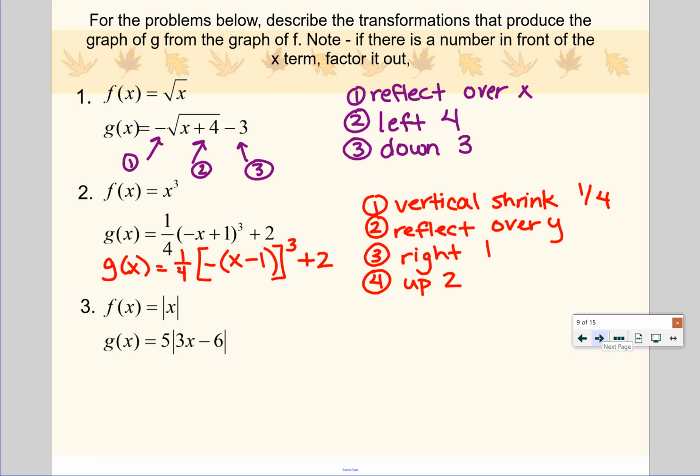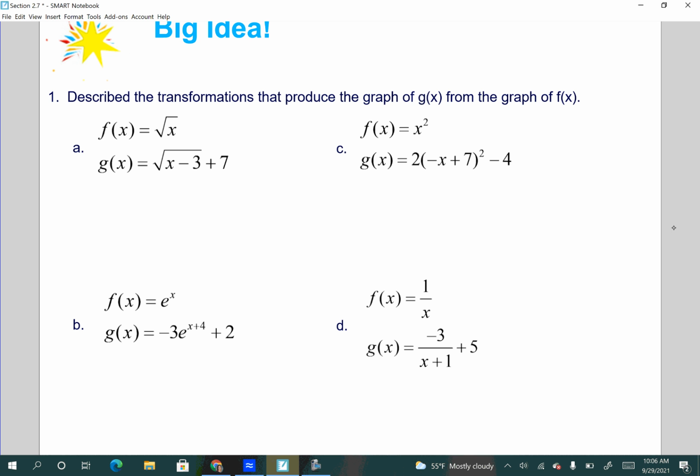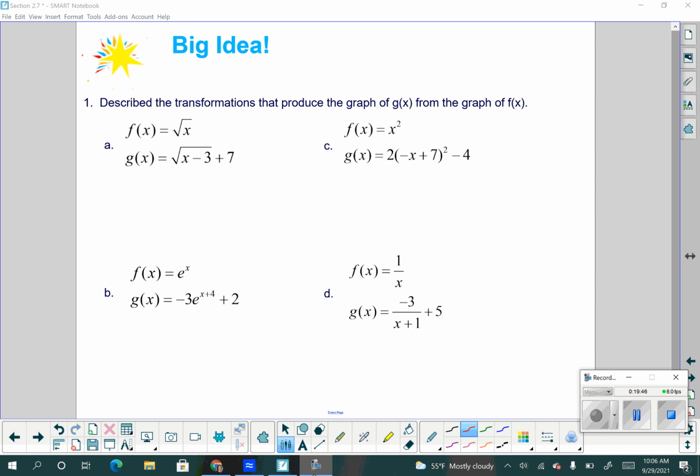Take a look at your big idea worksheet now. There are 4 of them for you to practice. See what you can do. Need to factor something away from the x, do that. I need to read another way, go ahead and do that. Name the transformations on each of these, A, B, C, and D. And then we'll probably stop there for today.